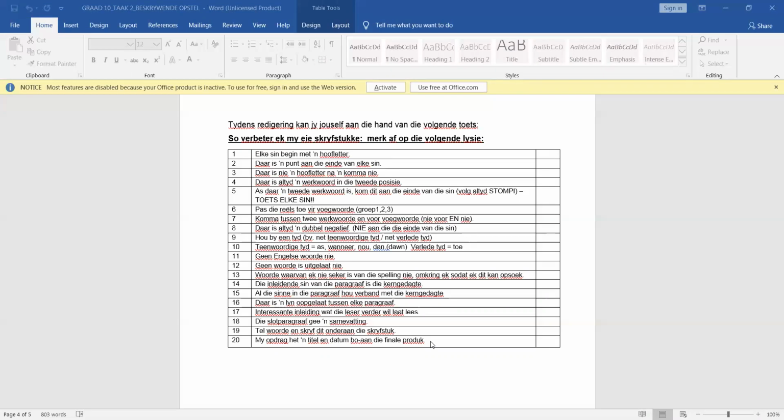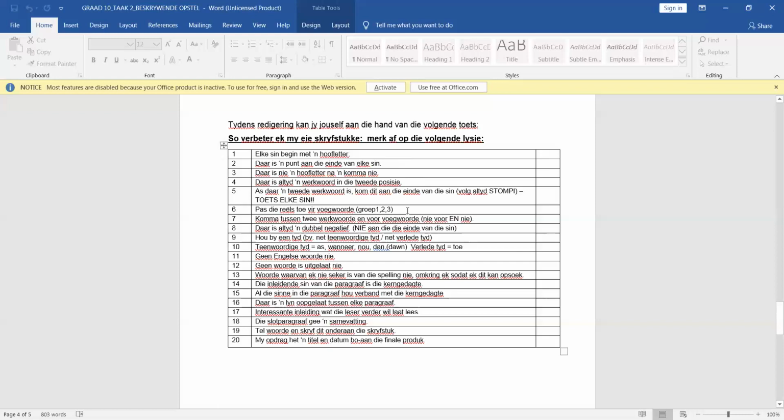So the first little thingy is to actually start every sentence with a capital letter. There is a full stop at the end of every sentence. There isn't a capital letter after a comma, obviously excluding names. There's always a verb in the second position in the sentence. If there is a second verb, it comes at the end of the sentence. So you have to follow Stompie always. And you need to test every sentence. This is all part of your editing process.